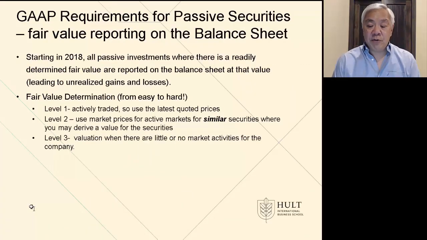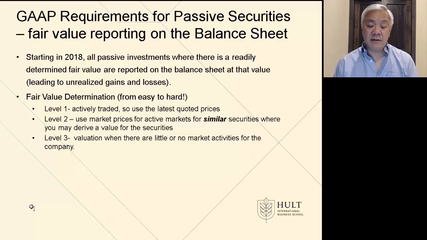And when we look at GAAP reporting for passive, there's a few points here, is that we have had a change. And in 2018, we changed it from having some discretion between the classification of what is passive to no classification. They're all passive. And what this means is we must attempt to do a fair value estimate for the value of the shares.